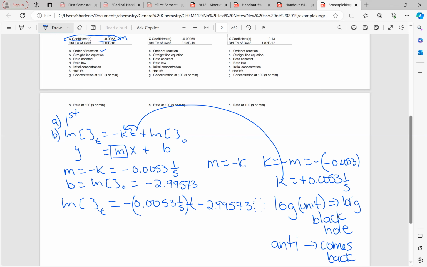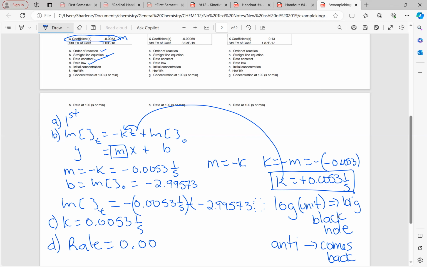So we've done this one, we've done that one. Ooh, what is the rate constant? Guess what? We actually solved for that one too, right here. What is the rate law? Okay, now we can plug in all the pieces. The rate is equal to 0.0053 per seconds times the concentration to the first power. All right, so we can also use that equation.